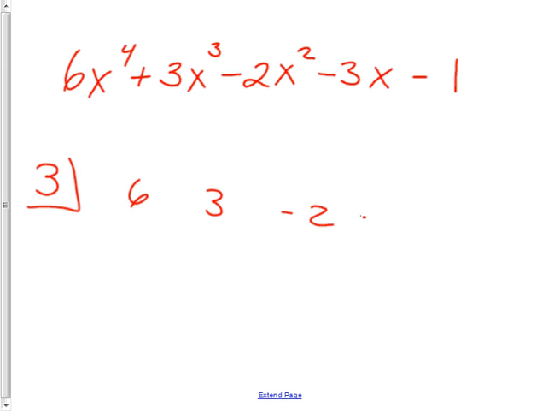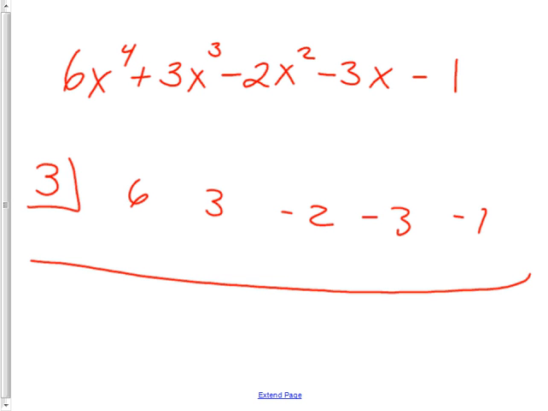6, 3, negative 2, negative 3, negative 1. See what I'm talking about? But I didn't tell you what to check. I didn't tell you the 3 part. So that's the new thing for today, is to tell you how to figure out what to check. All right. I just wanted to preview that.